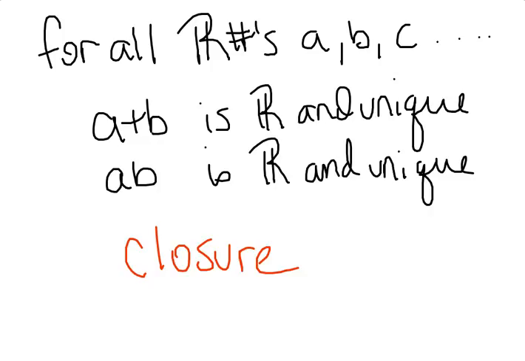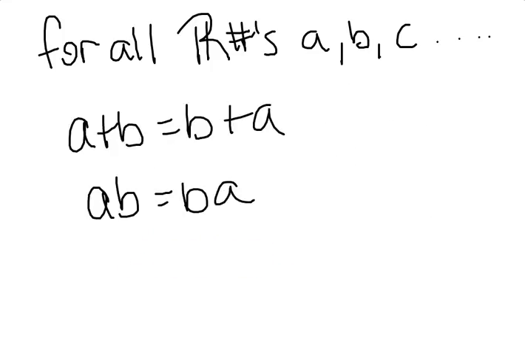Closure means that it's kind of closed and inside. You don't have to go outside the circle of real numbers if you're going to do a plus b or a times b. So our first property of real numbers is closure, and that means that a plus b is real and unique, and a times b is real and unique.